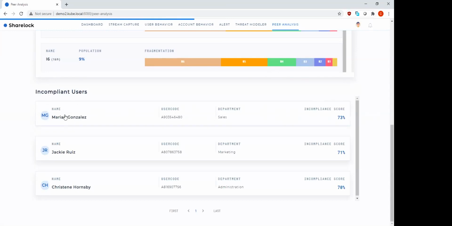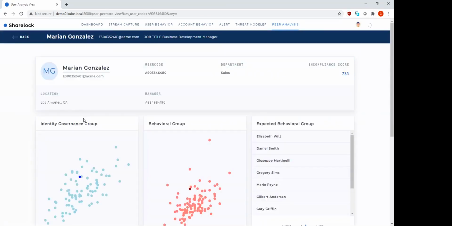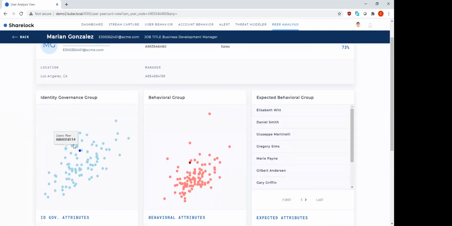To better understand, let's go to see Marian Gonzalez, who has a score of 70%. We have three columns here. In the left column, we see her identity governance cluster. So there are all users similar to Marian based on the applications they can use. In the central part, instead, we see her cluster relating to real user behavior. So it's true that she can use a certain number of applications, but which ones does she use? This column answers this question.